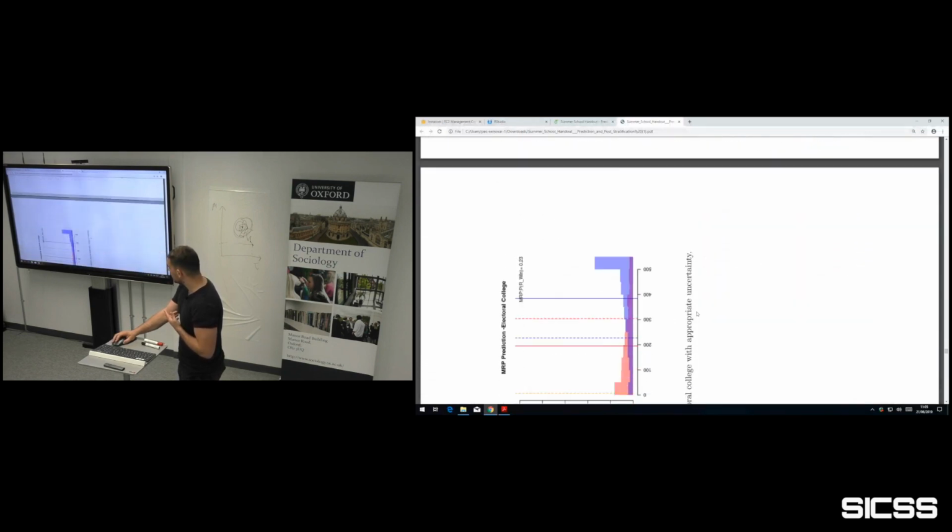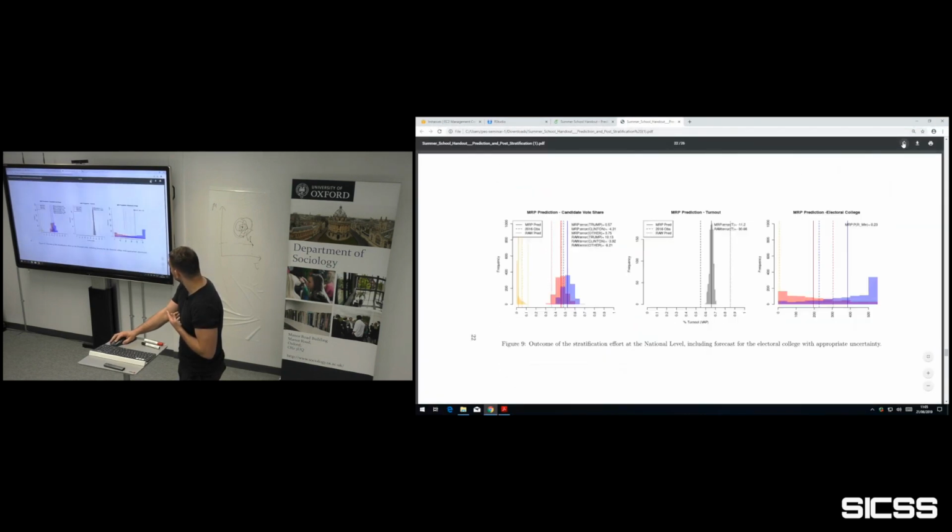Now, the really cool stuff comes in when you look at the national level. These are the distributions of Republicans, Democrats, and third parties. The solid lines represent the MRP predictions. The thick dotted lines represent the 2016 actual result. And the small dots represent the raw national level prediction from the Amazon MTurk sample.